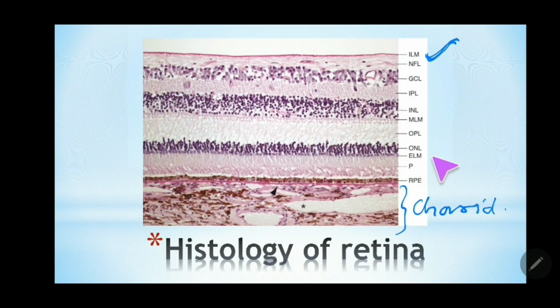Then down below, you have the outer nuclear layer, which is formed by the cell bodies of rods and cones. This is the outer plexiform layer, which has the axons of rods and cones. Then you have the inner nuclear layer, where you have horizontal neurons, amacrine cells, and Muller cell bodies also. This is the inner nuclear layer. Then you have the inner plexiform layer. Then you have the ganglion cell layer, the nerve fiber layer, and this is the way.